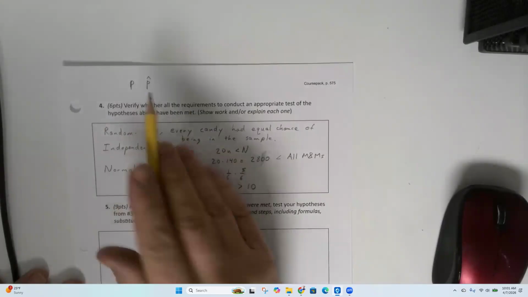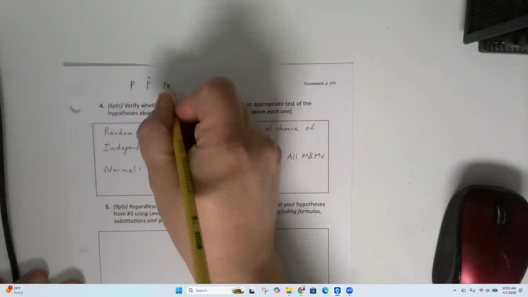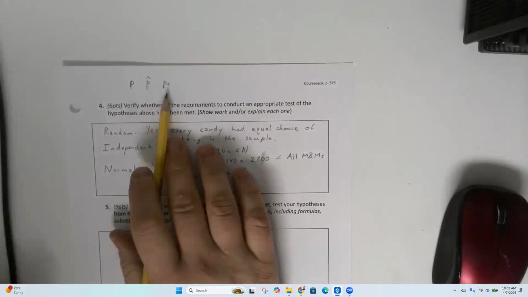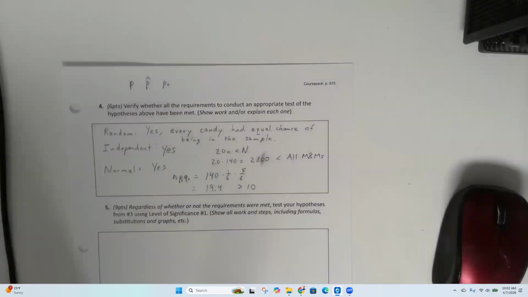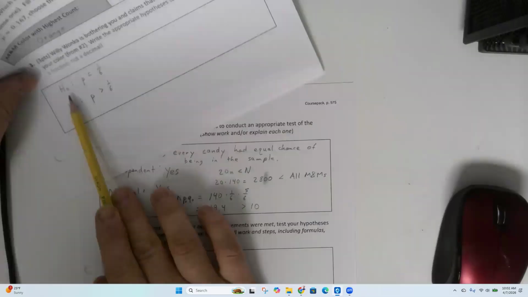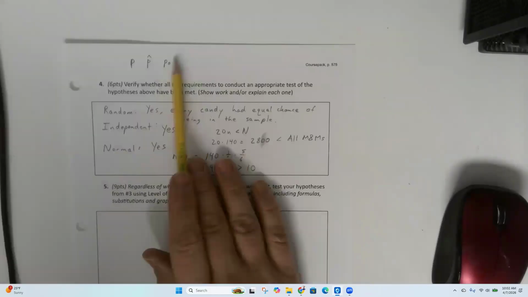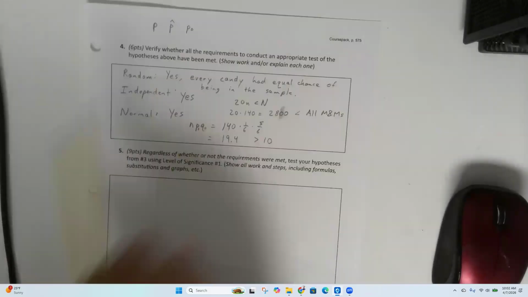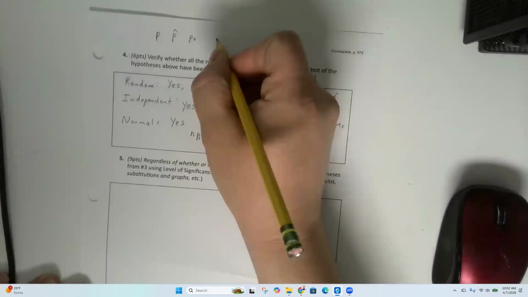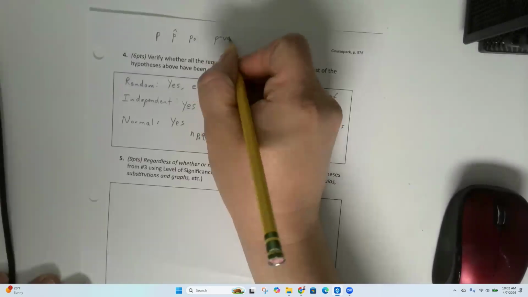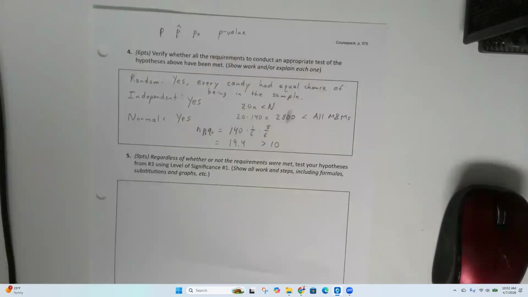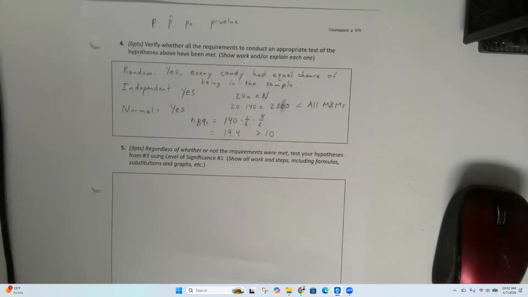Now, we also have p0, which is a number. P0 is the number you are comparing against in your null hypothesis. In my case, my P0 was 1/6. I don't know what P is. I'm hoping it's 1/6. My P hat was this. My P0 is something else. And then on top of that, there's the P value, which we're going to get when we get to step 4 down here for the hypothesis test.